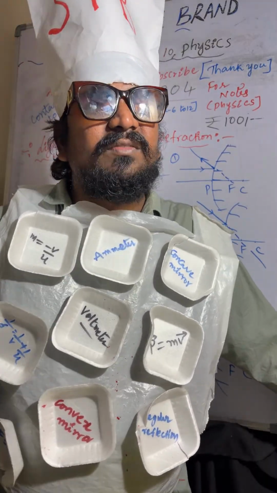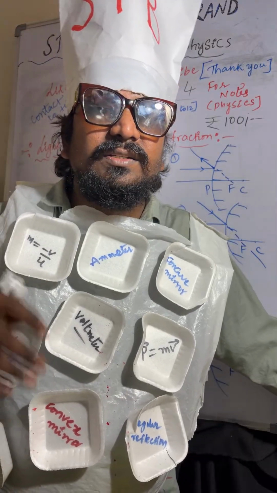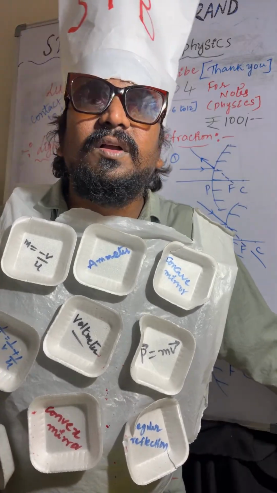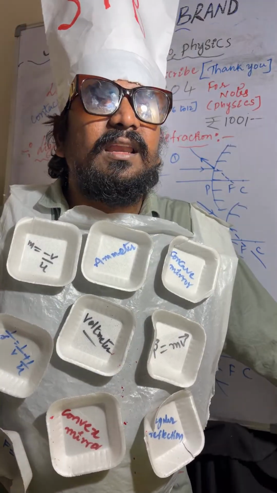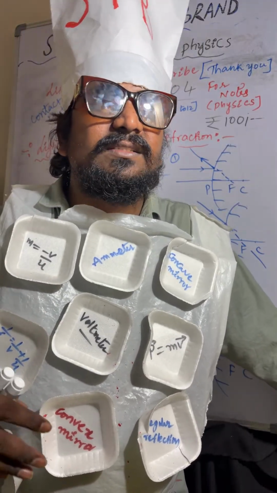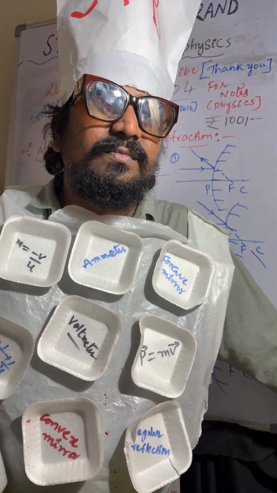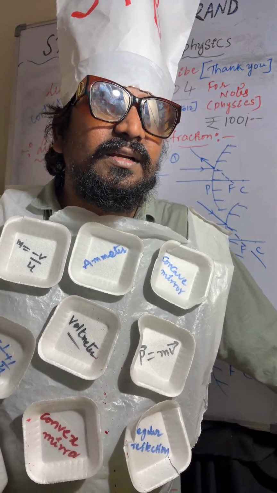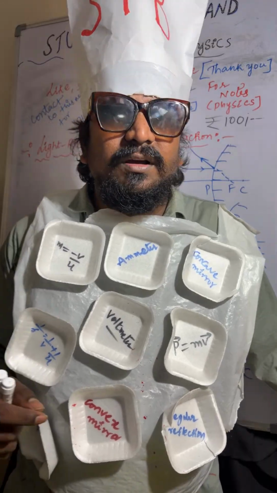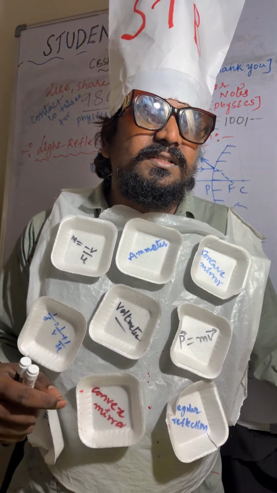Okay, so all measurements will be taken from the pole. In the direction of incident rays, all are positive. Opposite to incident rays, all are negative. Above the principal axis, all are positive. Below the principal axis, all are negative. Okay, so I hope it is very clear. So this is about sign conventions.